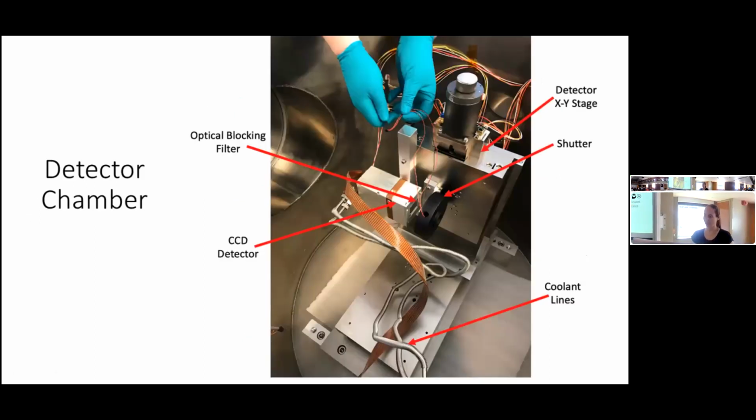Here's the detector chamber. This is a Princeton Instruments CCD that has an optical blocking filter on it, and a shutter that's coordinated with the camera so that we close it while we're reading out, and we get better efficiency measurements.